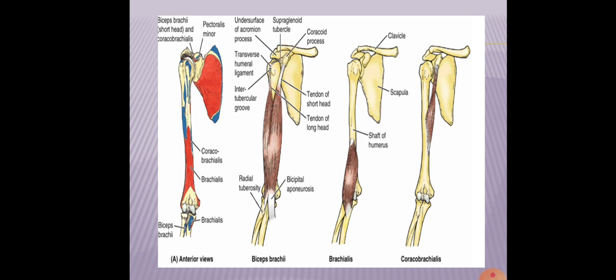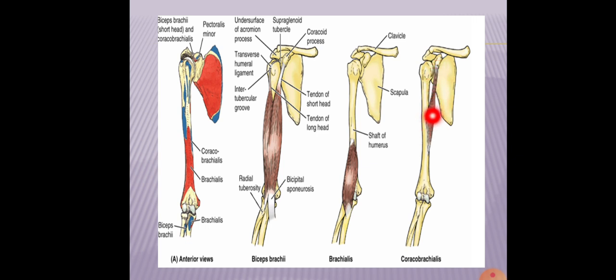Okay, this one is the brachialis muscle, which originates from the anterior surface of the lower half of the humerus and inserts into the coracoid process of the scapula. This is the coracoid process of the scapula, and here is the attachment of the brachialis muscle. The main action of this muscle is the flexion of the elbow joint.